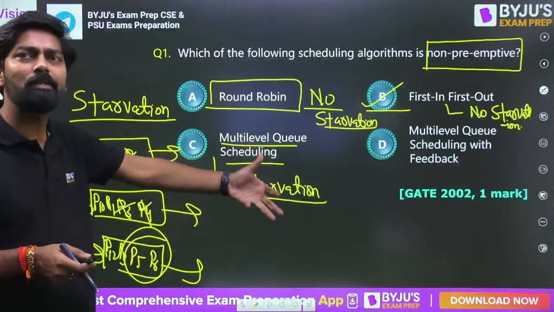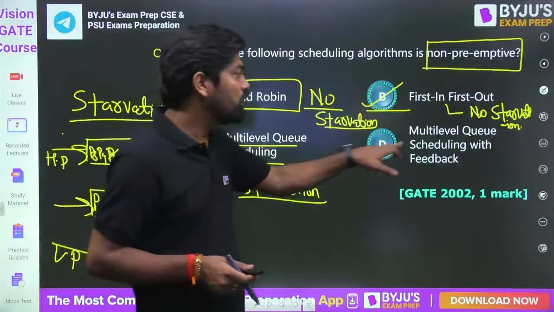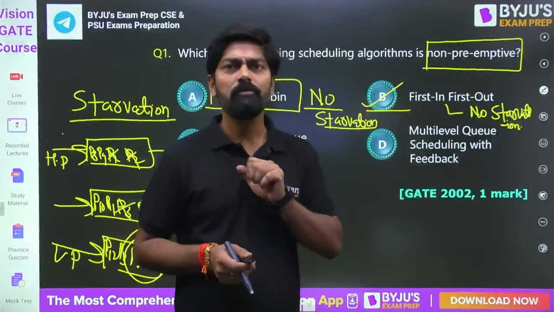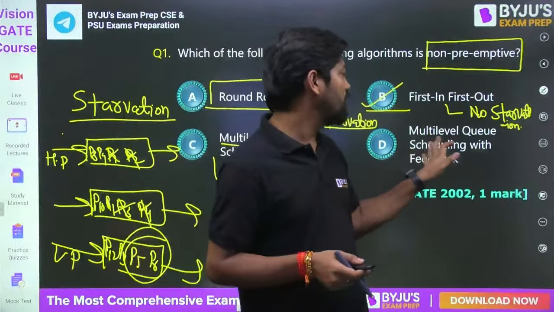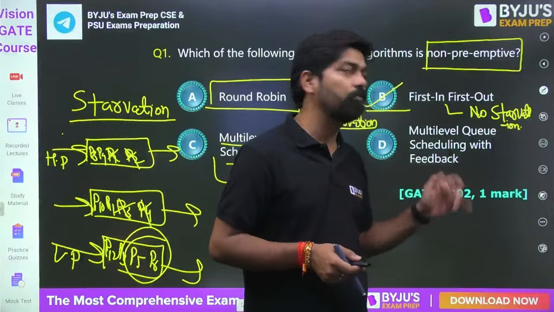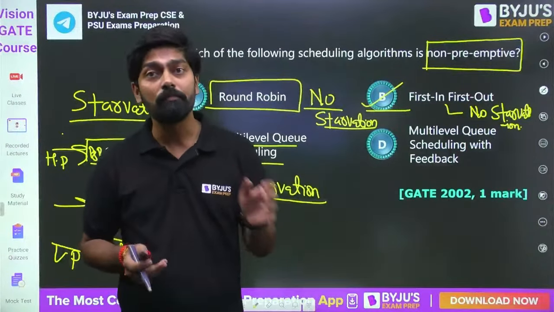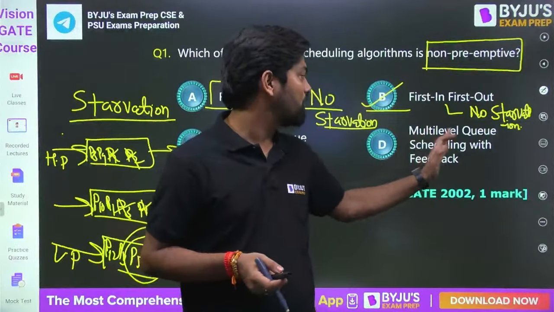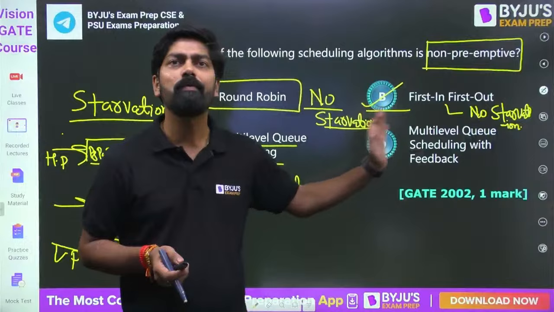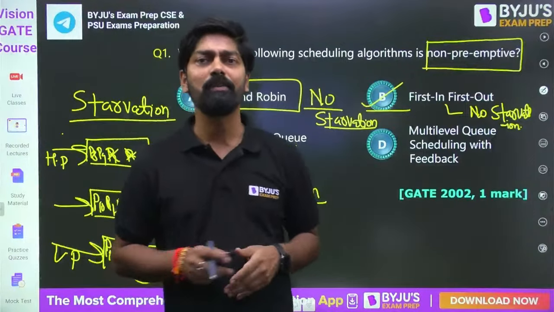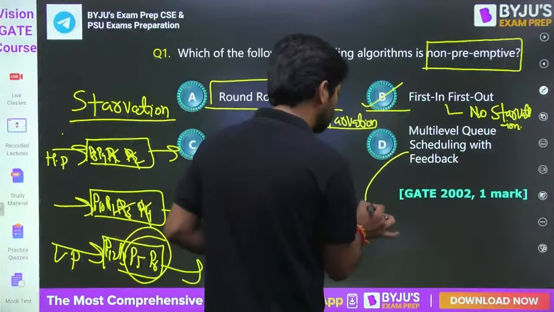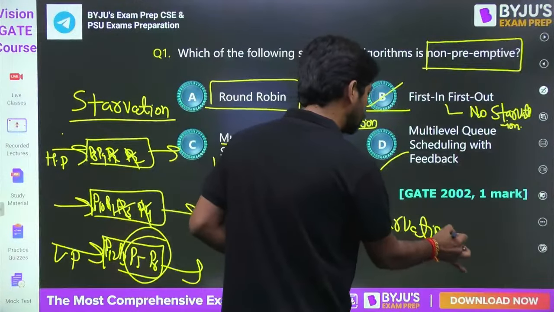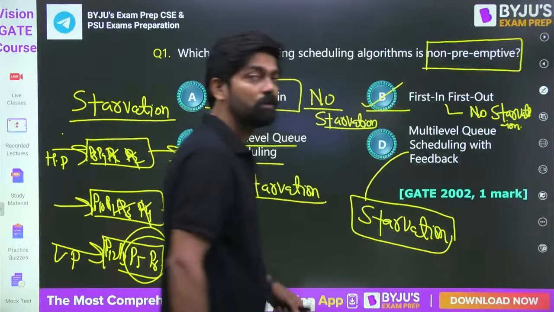See, from the question, we are making a question here. Fine. Multi-level queue scheduling with feedback. So some people have doubt here. In multi-level queue scheduling with feedback, or you can say multi-level feedback queue scheduling, there is starvation, my dear friend. Here also we have starvation.